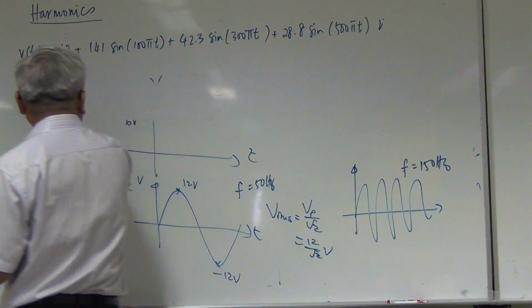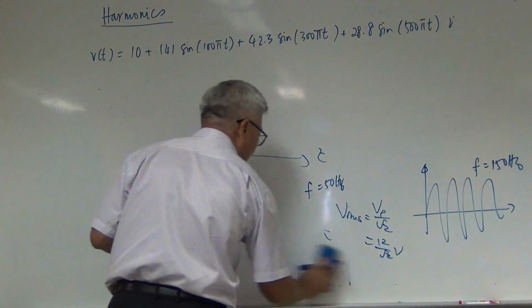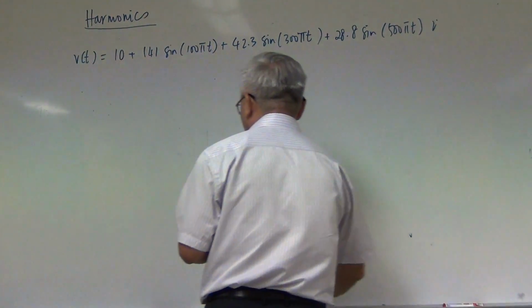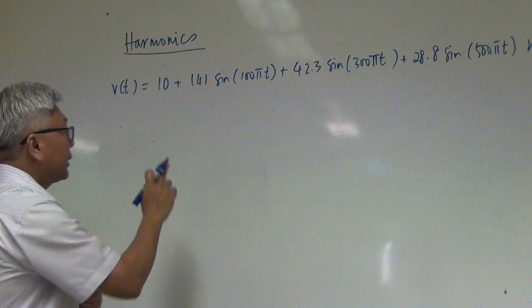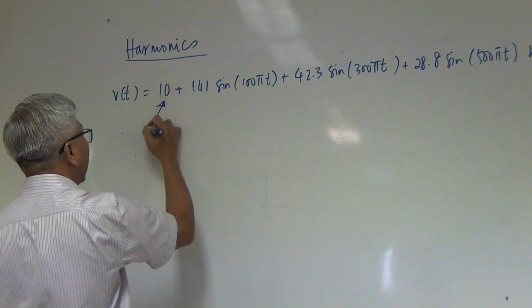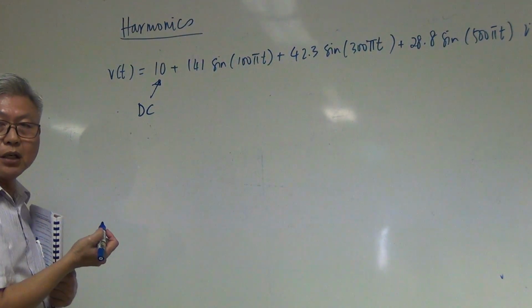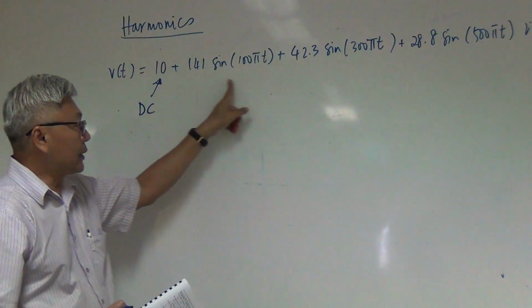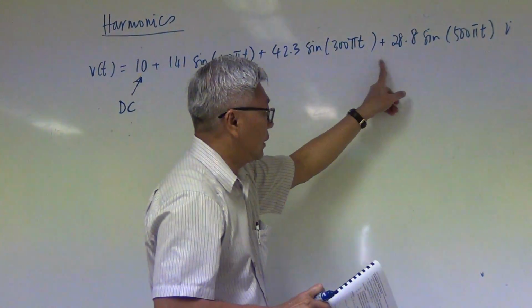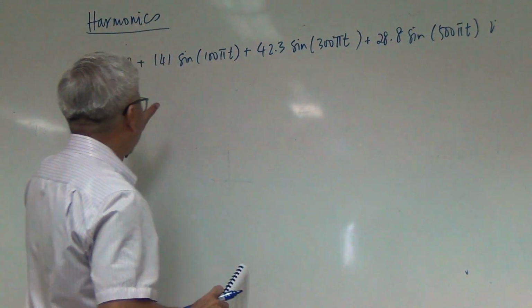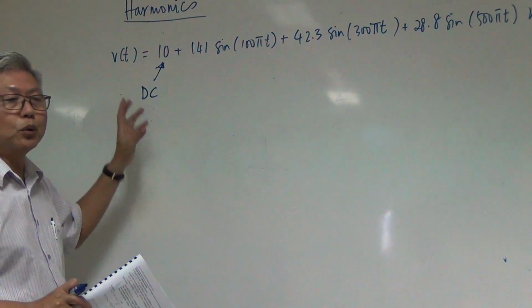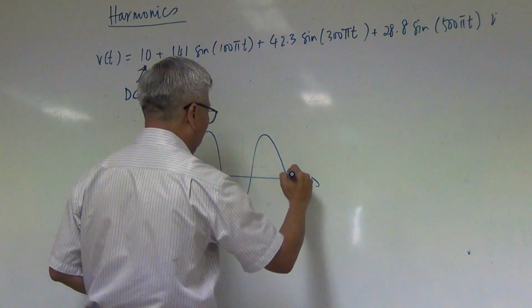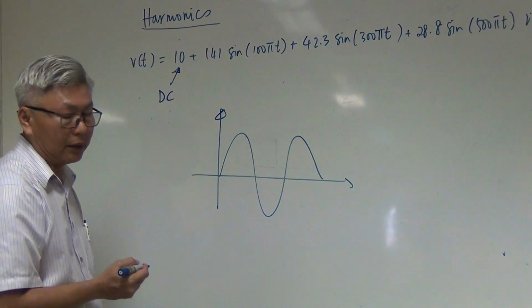Now let's come back to look at this voltage signal here. Here I have this 10 volt. So this is your DC value, DC voltage, or we call it the average voltage value. And this is a sine wave. This is also a sine wave. This is also a sine wave. So harmonics is basically referring to our pure sine wave. This is a pure sine wave. This is ideal. That's what we want, a pure AC.